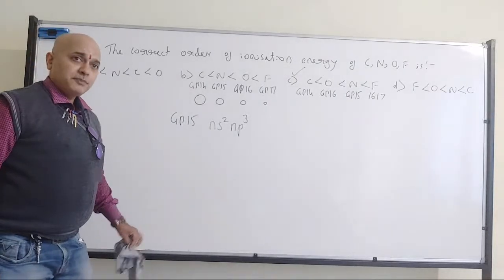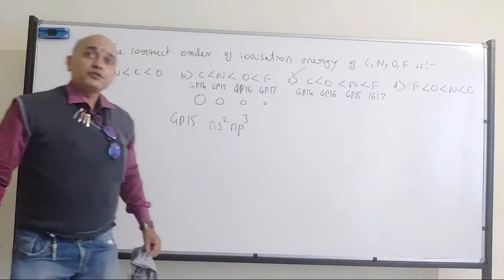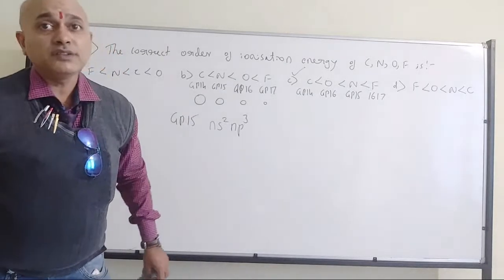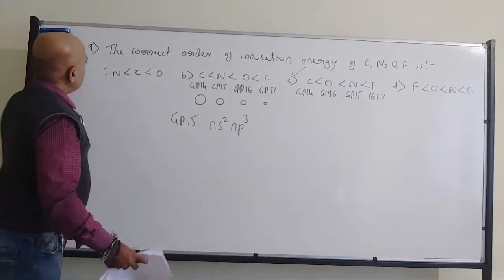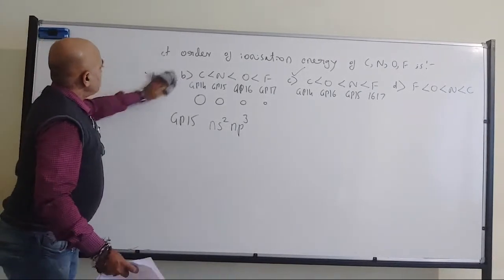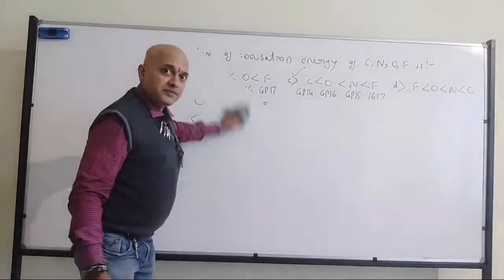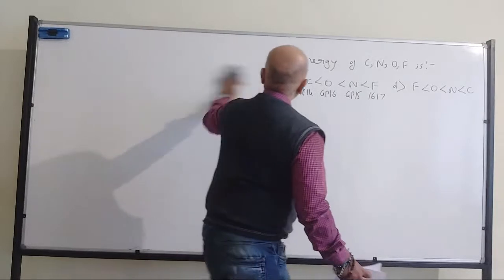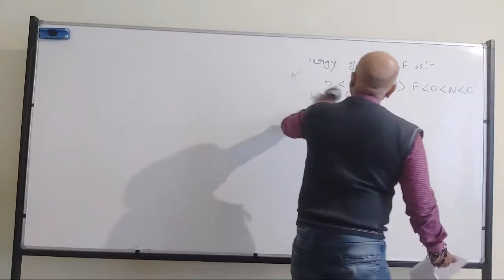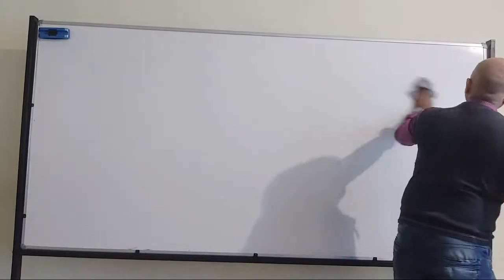Many students will calculate like this. To which group it belongs is absolutely fine, but for ionization energy there is a slight variation. So try to remember this information. That's where we have option C. For this question, option C should be the answer. So we'll move to the next one.